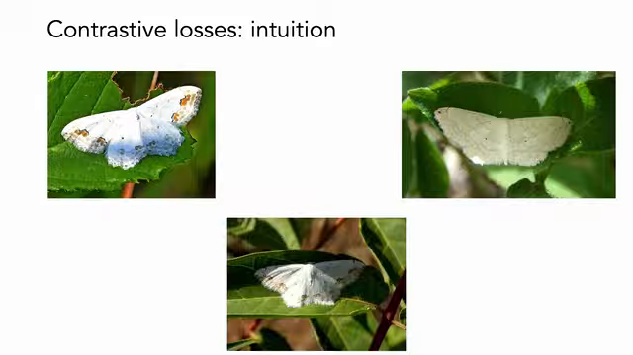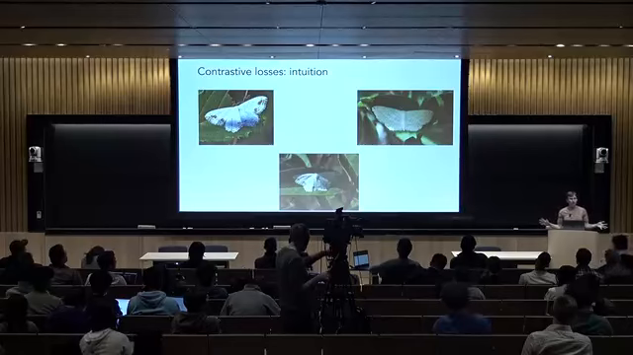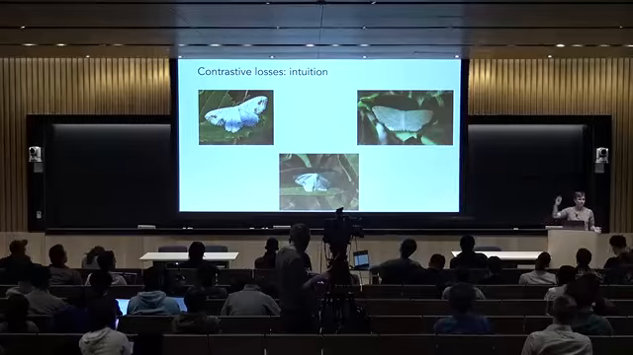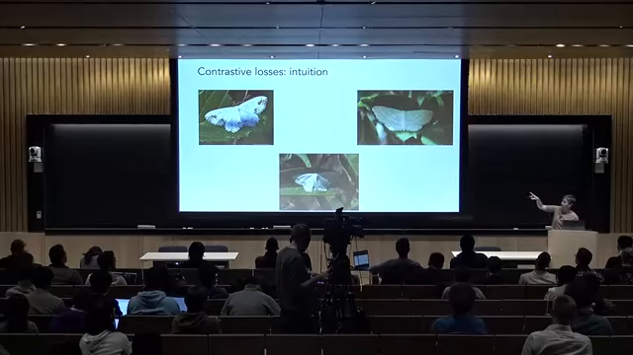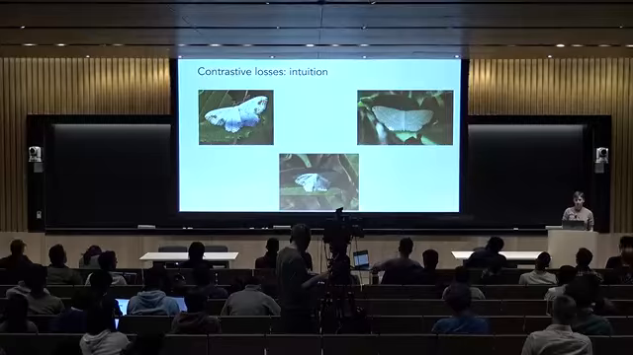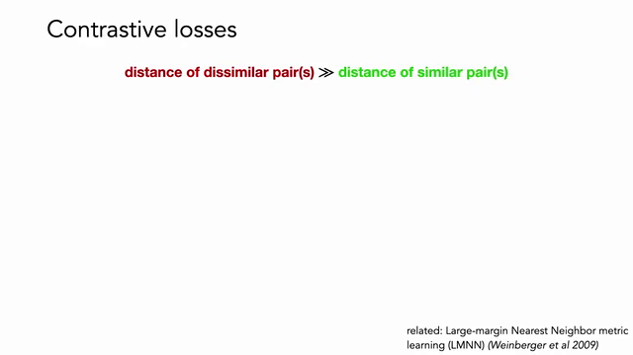But it's actually very easy, regardless of what you want your downstream task and the dimension of granularity to be, to say those two are definitely more similar than that one, right? So the way we translate this into machine learning is we try to build a loss that explicitly says that the distance between dissimilar pairs must be much larger than the distance between similar pairs.